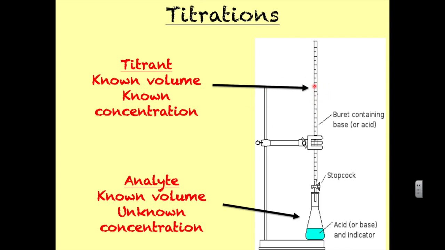Means I have the known volume. I can measure volume by the graduations on the glassware, and I know the concentration of the solution that I put in there. Now my analyte, I know the volume that I put in this analyte, but I do not know the concentration, and that's what we're trying to find out.